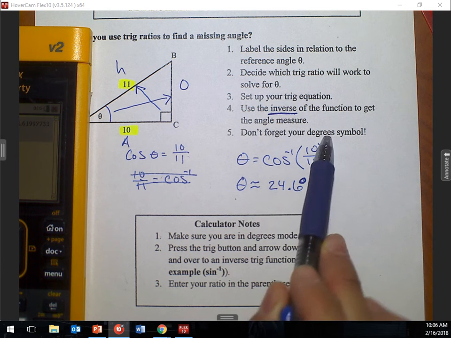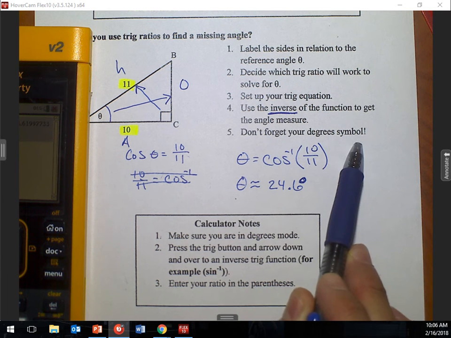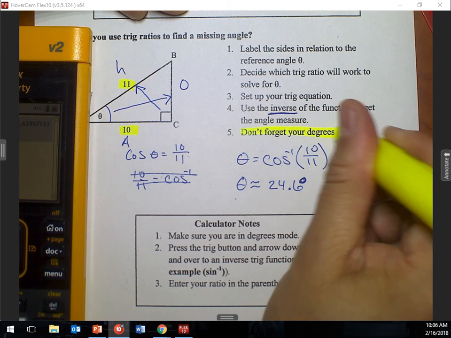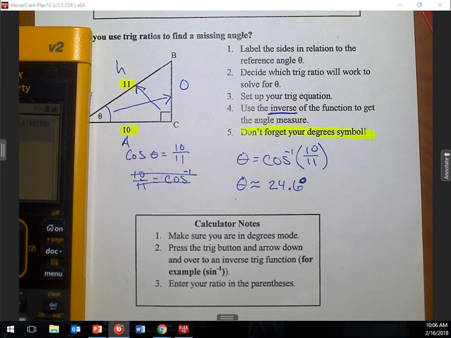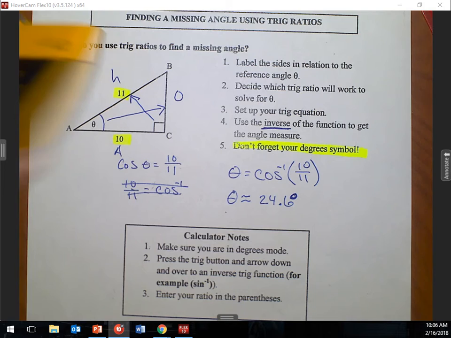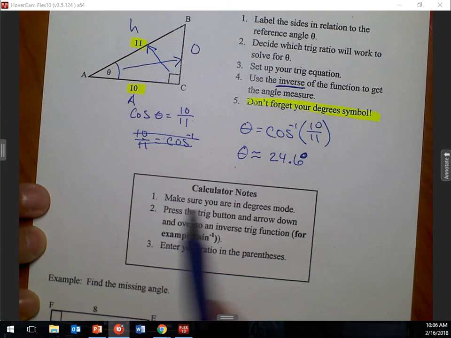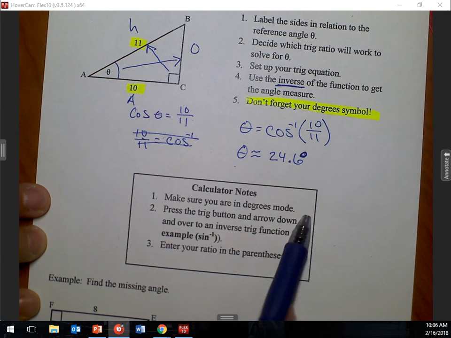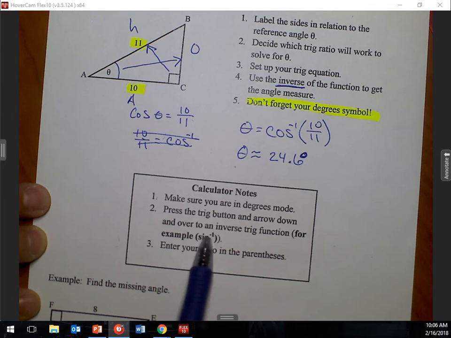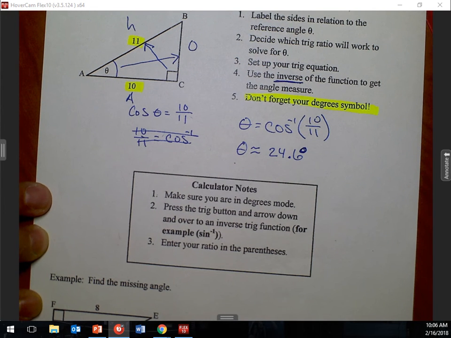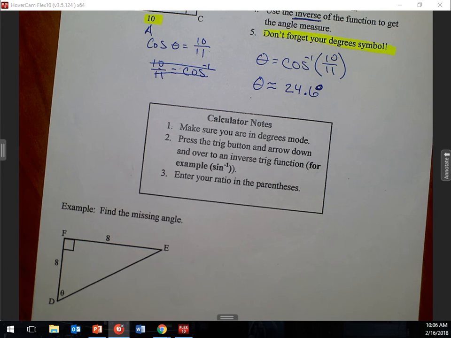Don't forget your degree symbol. It says it right there. Look, I'll even highlight it for you. Bam, look at that. Alright, so now, for this one right here, make sure your degree mode, press trig button, arrow down, find inverse for what you're looking for, enter your ratio in the parentheses. Now, let's take a look at this next one here.